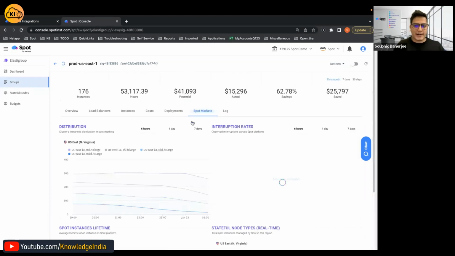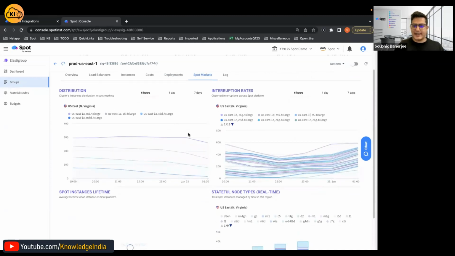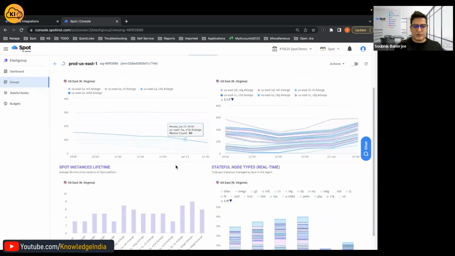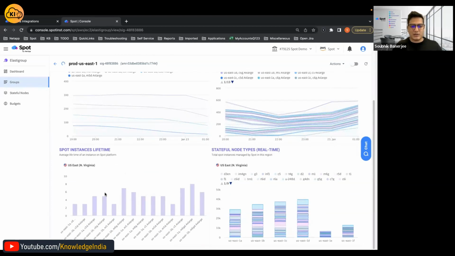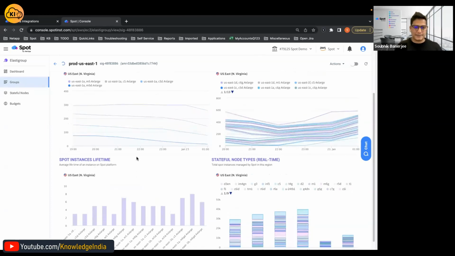One important part here is spot markets, which tells you the interruption rates, the distribution, and how long your spot instance lifetime has been. For example, if you are running a C5D 4X large instance on US East 1A, it will show you the average lifetime of this spot instance. This granularity helps customers understand how the instances have behaved, how long they have been running without interruptions since it was enabled.